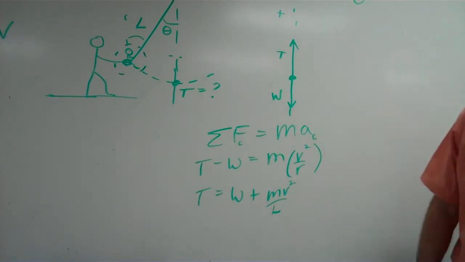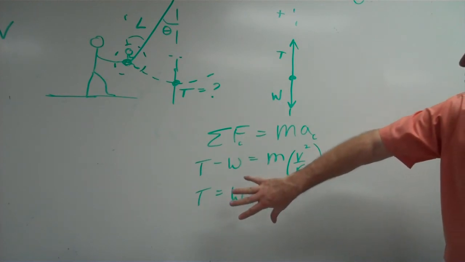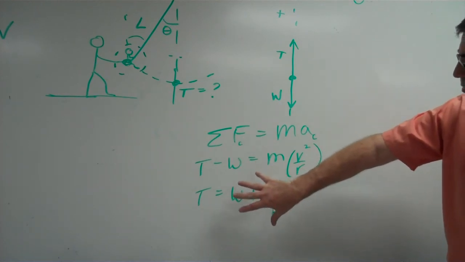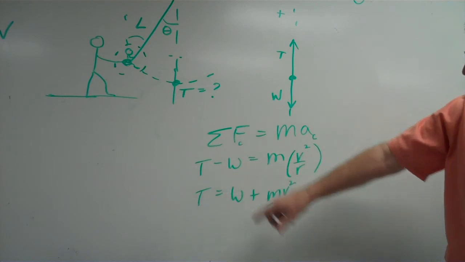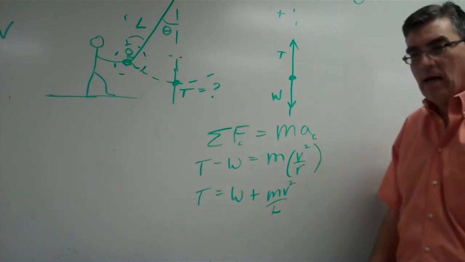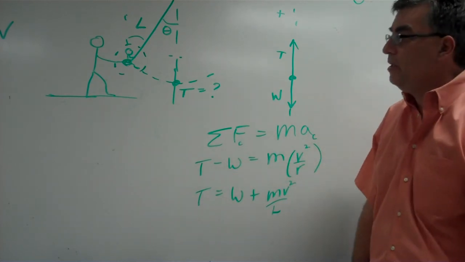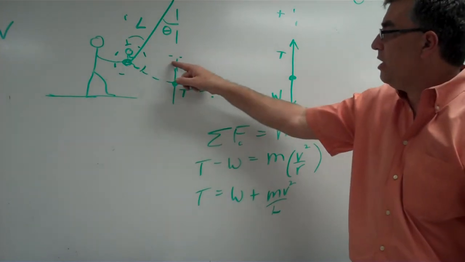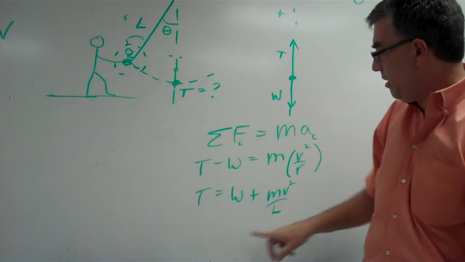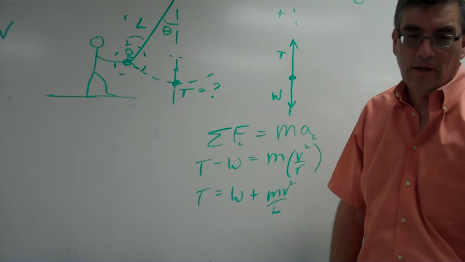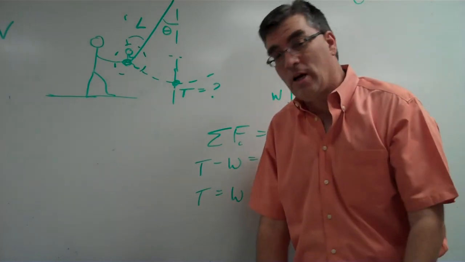All right? Now, if this was the test that I was giving you, in order to find v, I just realized I'm going to have to use conservation of energy. And I'm going to have to find the potential energy here and convert it to kinetic energy there to find my velocity. But that's beyond what we've studied so far.